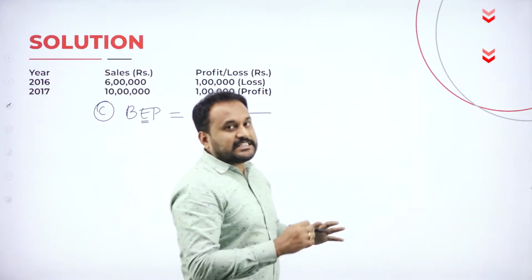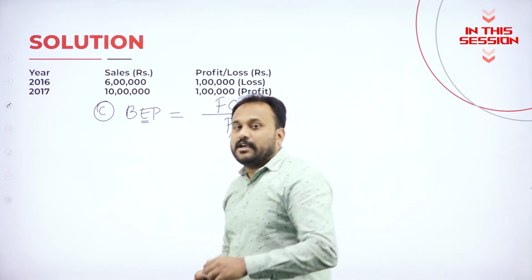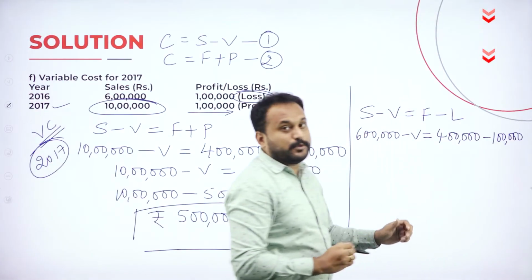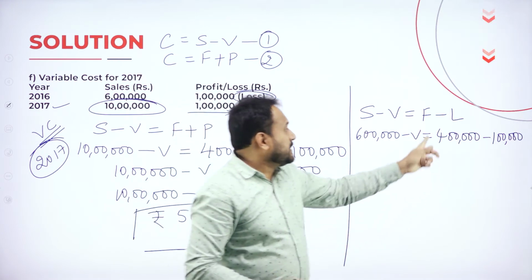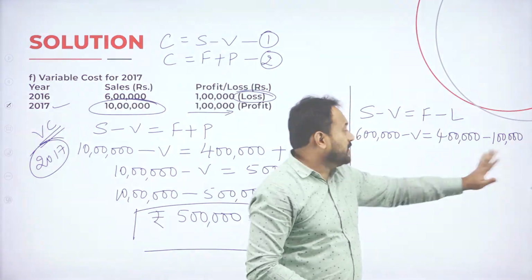Whenever 2 years sales and 2 years profit is given, they will not give us fixed cost, but we know that what is that we should do. Now you're not supposed to put minus of minus, because minus loss means this is what the loss they're asking us. So that's why it is only minus loss.